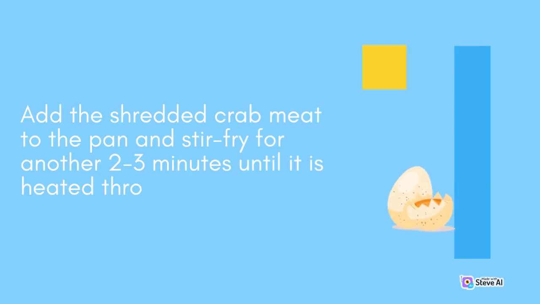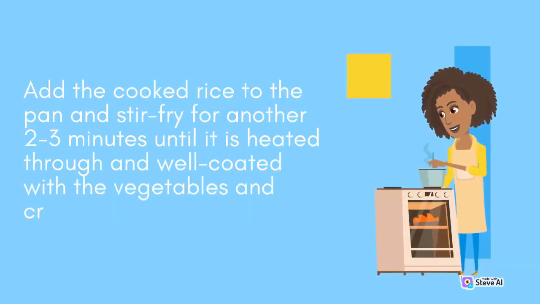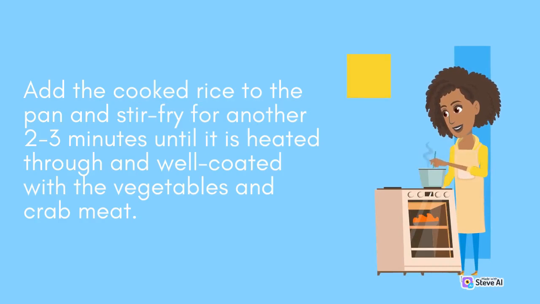Add the shredded crab meat to the pan and stir-fry for another 2 to 3 minutes until it is heated through. Add the cooked rice to the pan and stir-fry for another 2 to 3 minutes until it is heated through and well coated with the vegetables and crab meat.